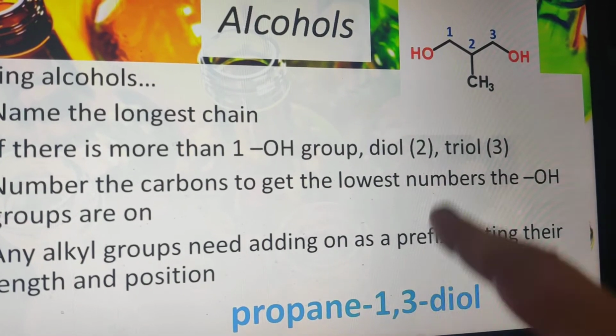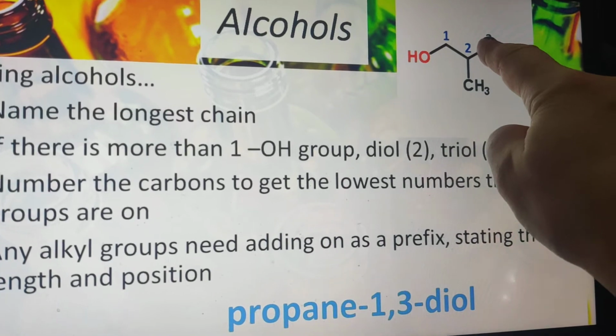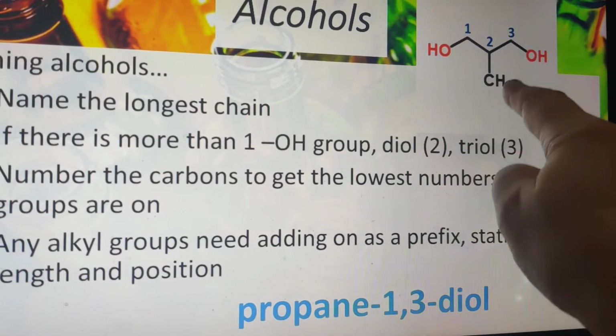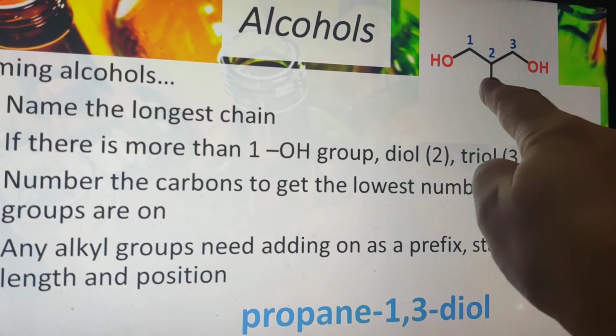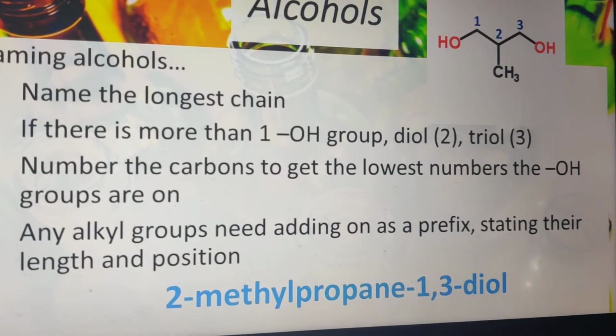Those OH groups are on carbon number 1 attached there and carbon number 3. So it's propane-1,3-diol. But there's also a methyl group attached to carbon number 2. So 2-methylpropane-1,3-diol.